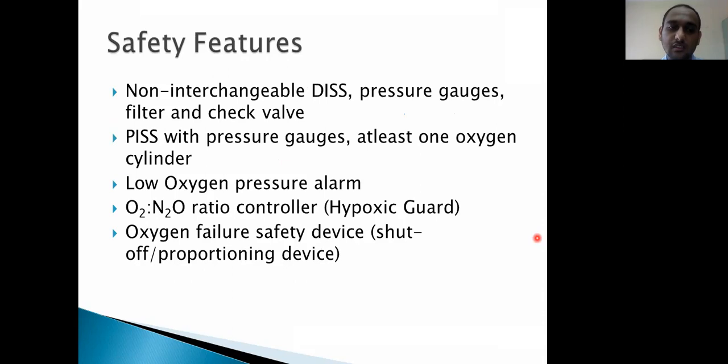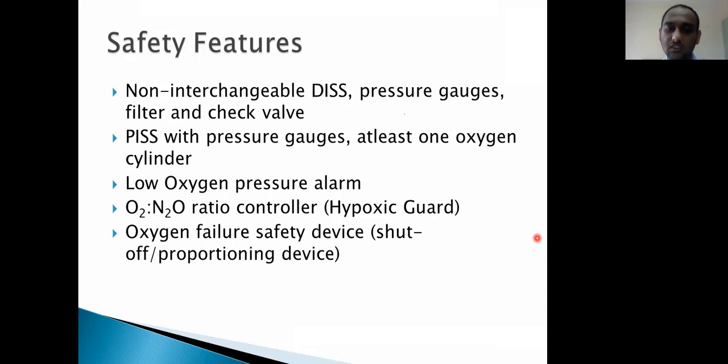So what are all the safety features that we have discussed so far? These include the non-interchangeable diameter index safety system, which is there in the intermediate pressure system. That is how we connect the wall outlet to the machine. In the intermediate pressure system, you have the diameter index safety system, pressure gauges, filters, and check valves. Then in the high pressure system, you have the pin index safety system, where you cannot attach the wrong cylinder to the wrong yoke assembly. And we have the pressure gauges, filters, as well as the check valves there as well.